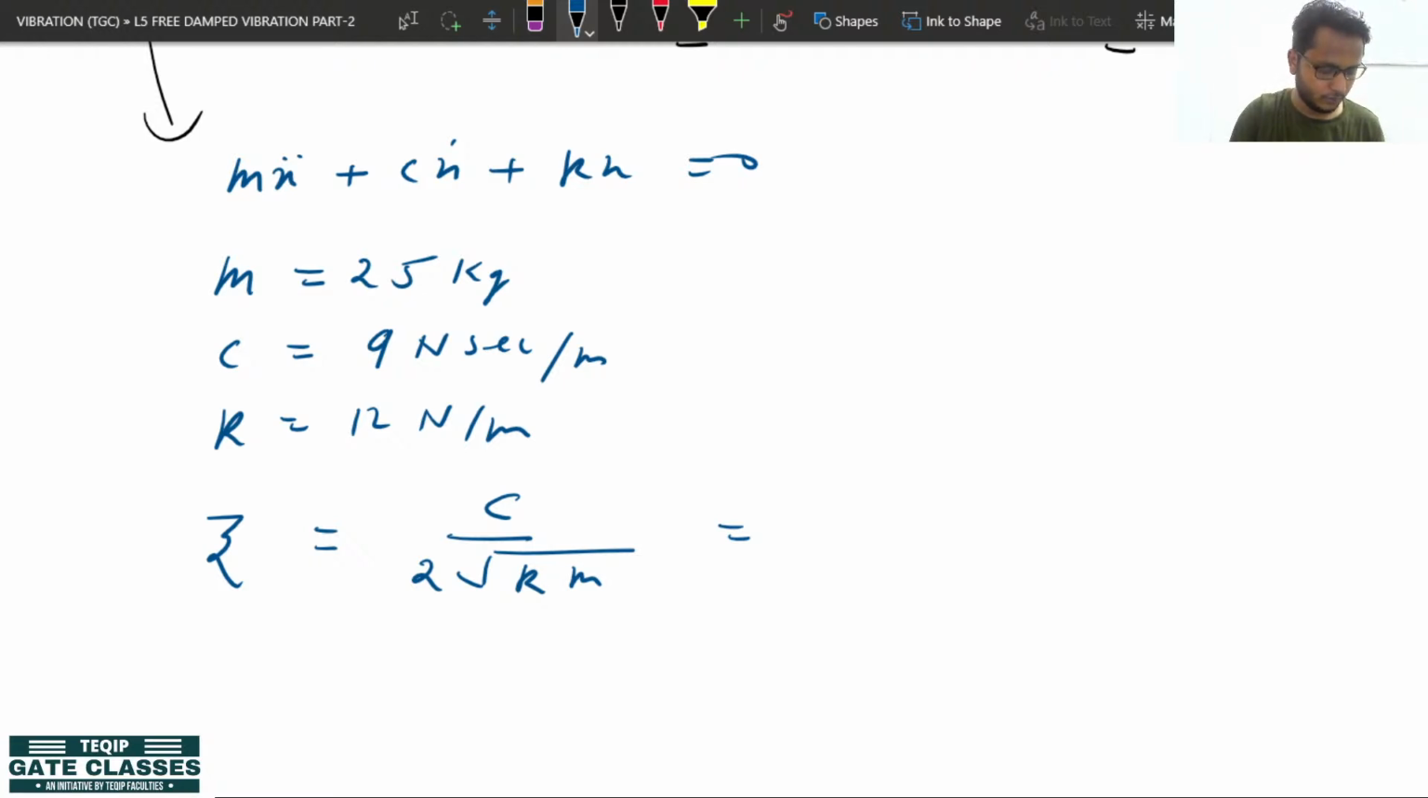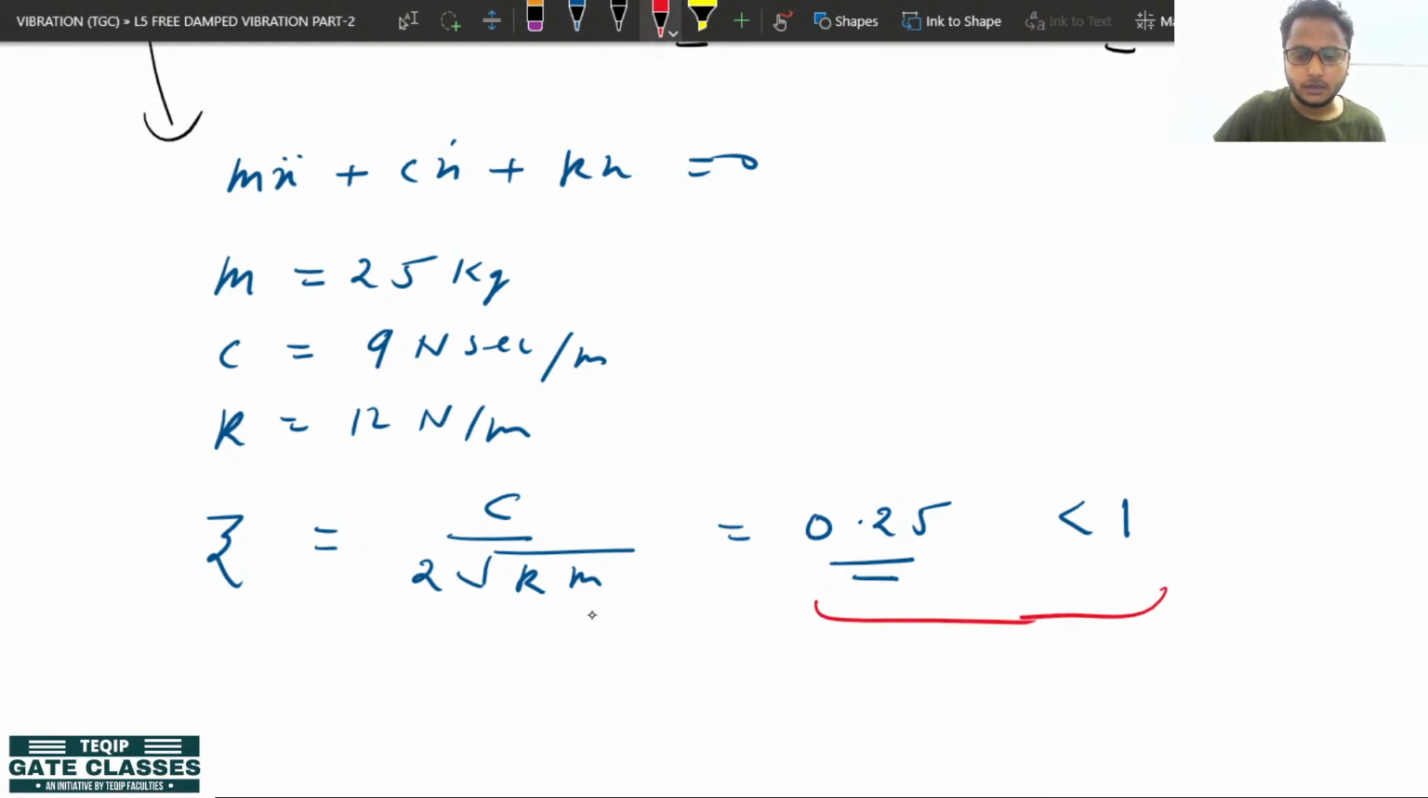So we can find out from root of k, where k is 12, multiplied by m, m is 25, bracket close, multiplied by 2. What is the value of c? C is 9. 9 divided by the answer. It is coming out 0.25. So it is an underdamped system, right? It is less than 1. So we can say that this system is underdamped. Okay, so the first answer is underdamped system.